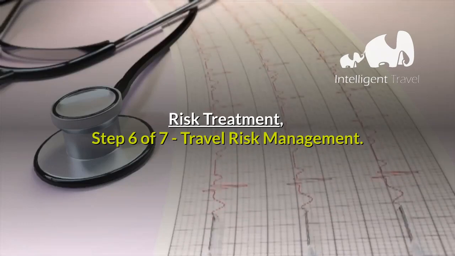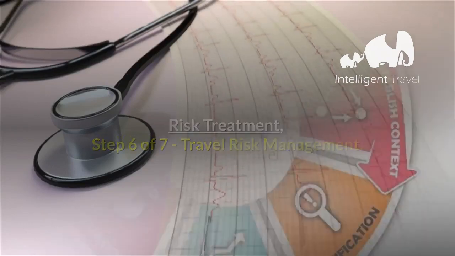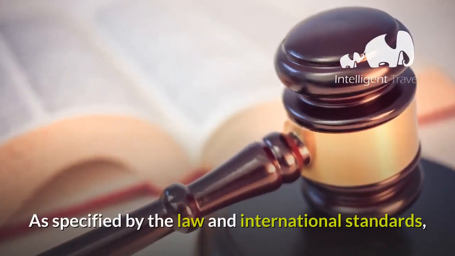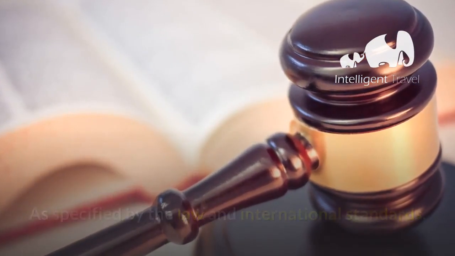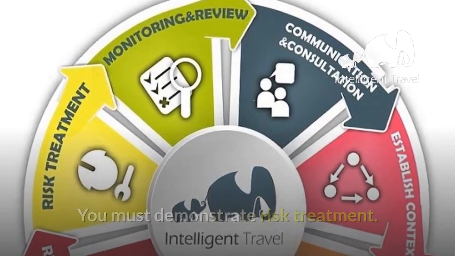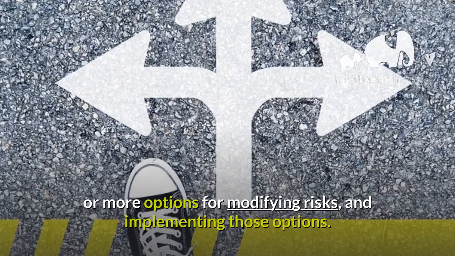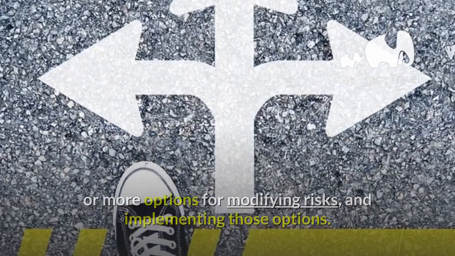Risk treatment, Step 6 of 7, Travel risk management. If your business is to demonstrate risk management, as specified by the law and international standards, you must demonstrate risk treatment. Risk treatment involves selecting one or more options for modifying risks, and implementing those options.